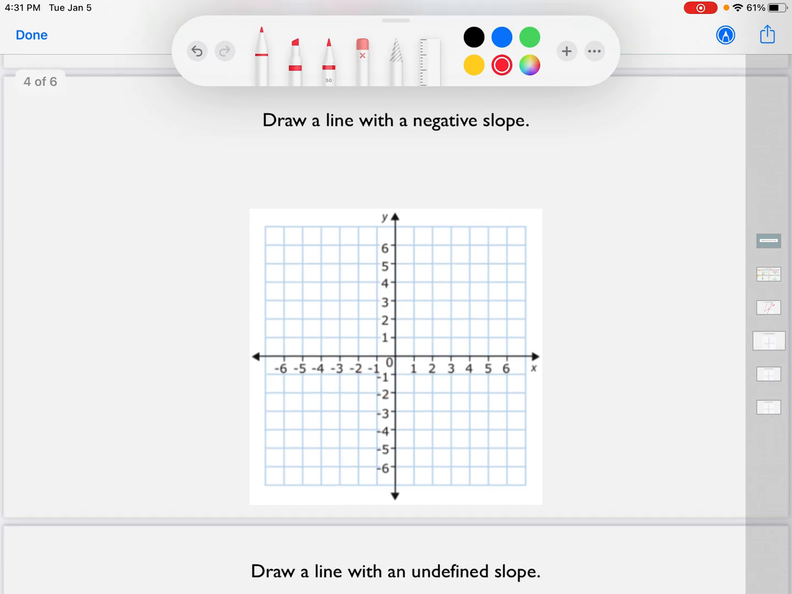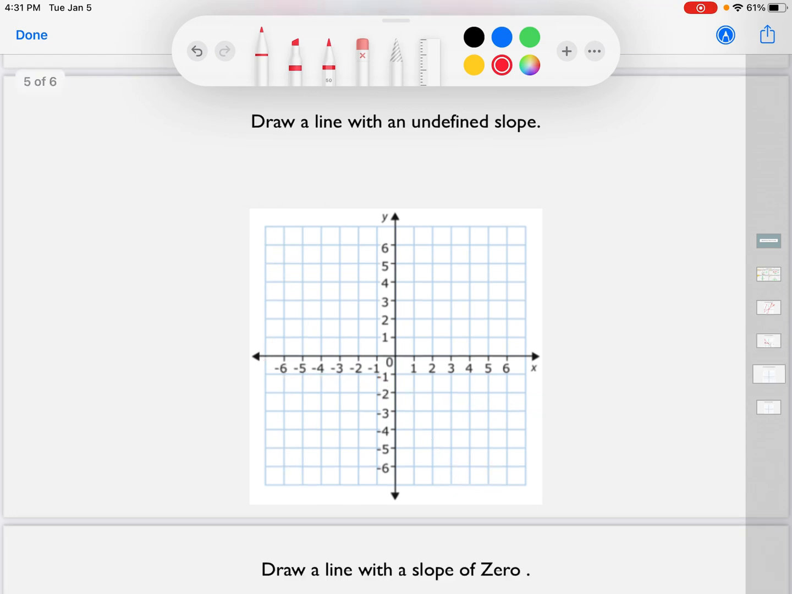Now, on the converse, if you're going from left to right and it goes down, it's negative. So if they ask you to draw a line with a negative slope, you could draw it like that. You could draw it like that. You could draw it like that. So just as you move your pen to the right, it also has to move down for it to be a negative slope. Now, undefined and zero slopes.